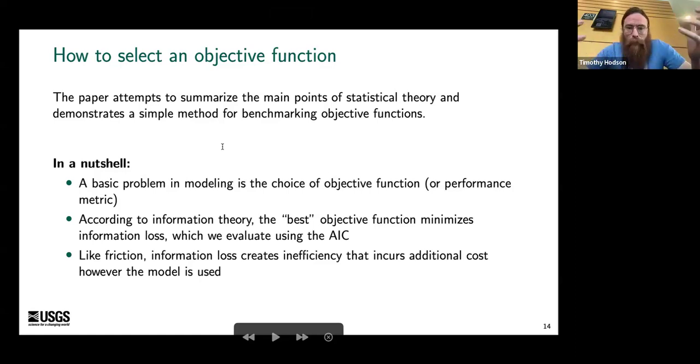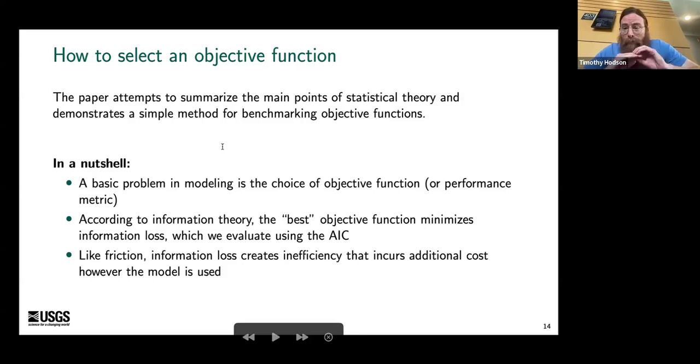science. So the paper attempts to summarize some of these main points of statistical theory, and then, as I said, demonstrate a basic method. In a nutshell, the basic problem in modeling is our choice of objective function or performance metric. How do we decide whether one model is better than another? According to information theory, the best objective function is the one that minimizes information loss. And we can evaluate that with AIC. There are other ways to do it, but AIC, as we'll see, is an extremely pragmatic choice and should work pretty well in this application.